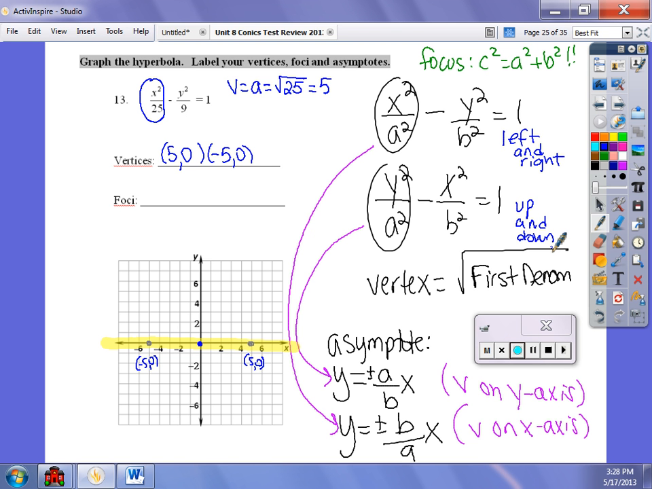Alright, I also need to know what to do with the square root of 9. That helps me create my box, so the square root of 9 is 3. So I will be using 3, 0, and negative 3, 0 in my picture.